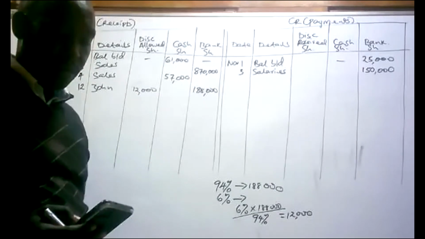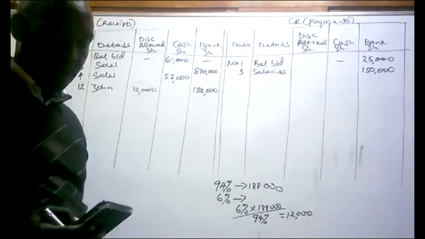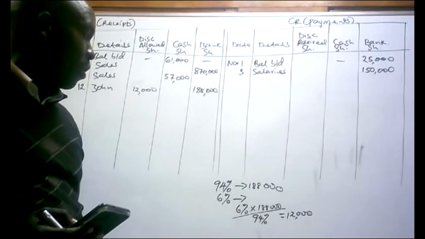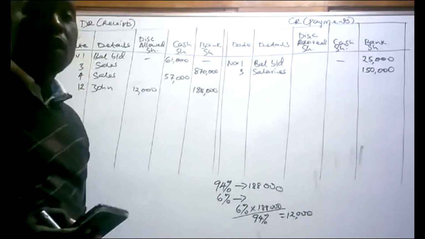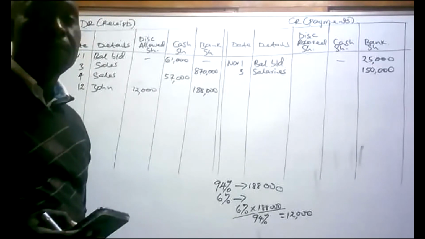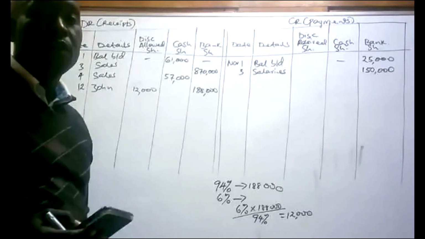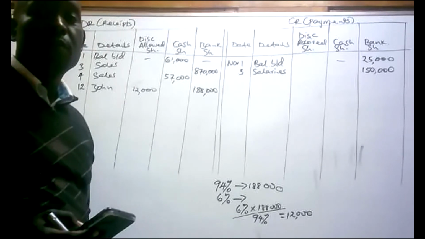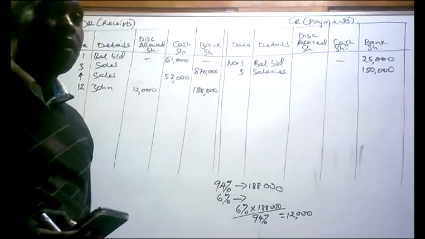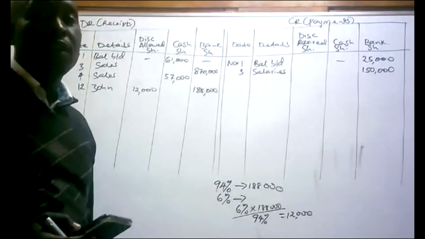I have a question. I'm sorry, but why are we doing it at 94 and not 100? Because the person has already deducted 6%. So if he already deducted 6%, then what he gave us is 94%. That is 100 minus 6.